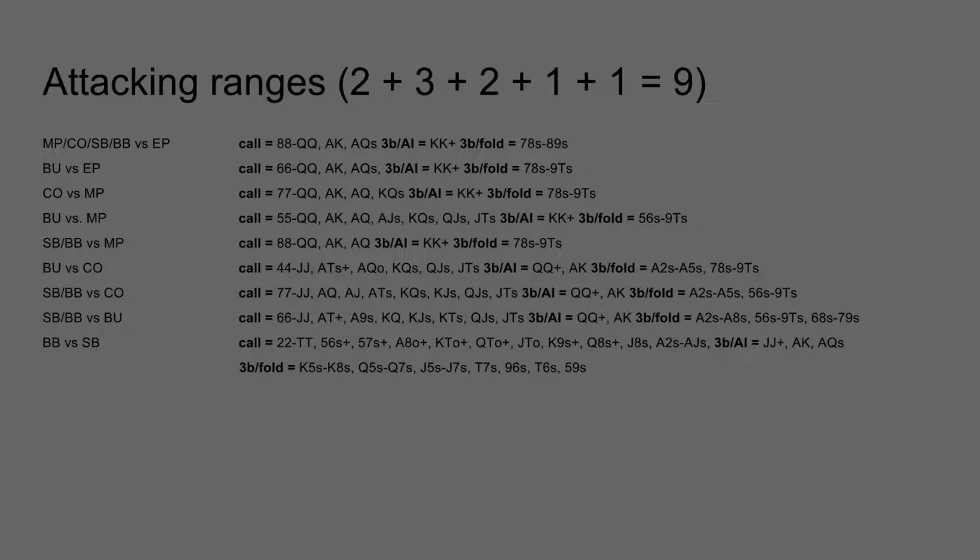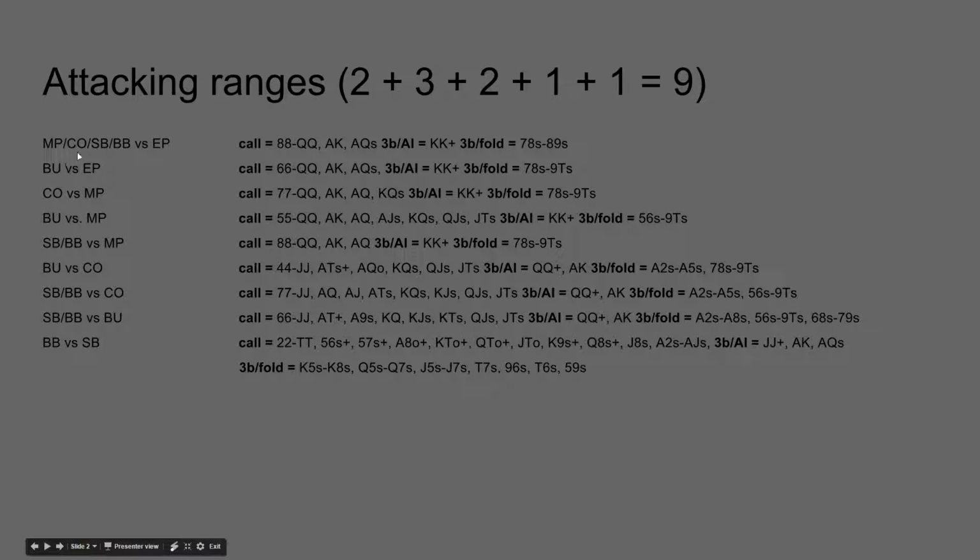So as you can see, these are attacking ranges. I call them attacking ranges. This means someone else open raises, and we attack him by either calling or 3-betting. And as you can see, there are actually only 9 ranges together. This is because we use the same range in different situations, and there are 4 such situations.